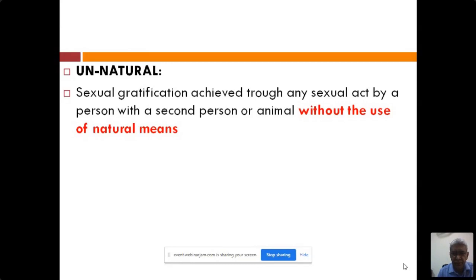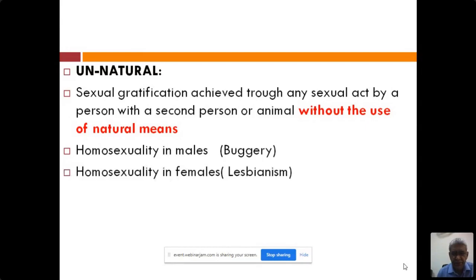It has different categories. The sexual relationship between two males using unnatural ways is said to be homosexuality, also called buggery. Homosexuality may also be present between females. There again no natural ways are used, and this is said to be lesbianism. Then there is sexual activity with animals, by natural or unnatural ways, but having sex with animals is not recommended by nature. Again, this will be grouped as an unnatural sexual offense. This is said to be bestiality.